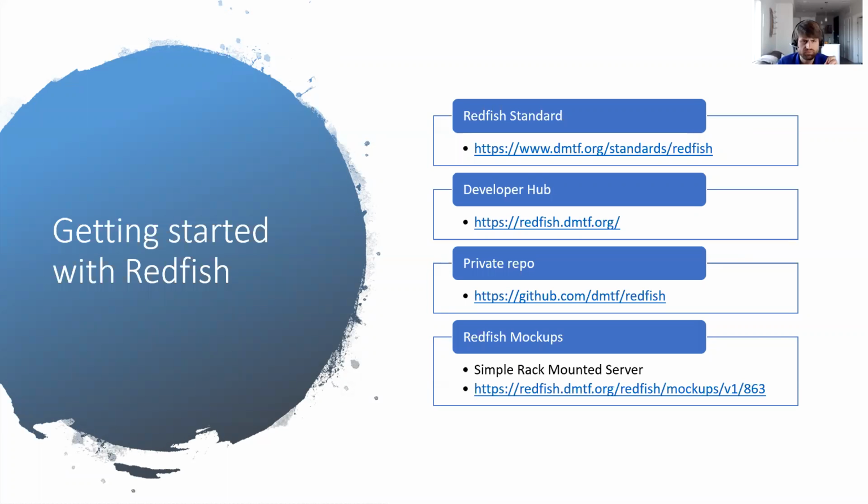Okay, so getting started with Redfish. From the Redfish standard, you can request access to the Redfish forum if your company's one of the 32 members of the Redfish forum. That's the first link. The second link is the developer hub. I use this a lot. It contains links to things like schemas and mockups. The third one is the private repo. So you must be part of the Redfish forum to get access to the repo. And then the last one is a link to the mockup. It's the simple rack-mounted server mockup.